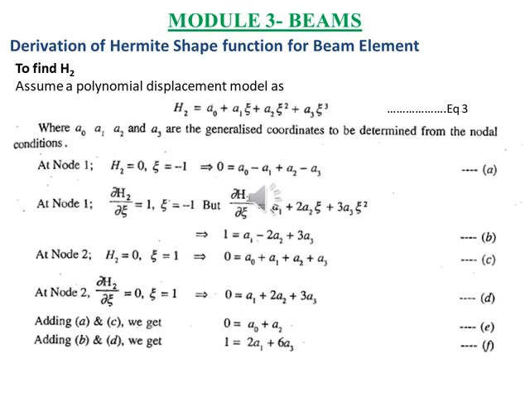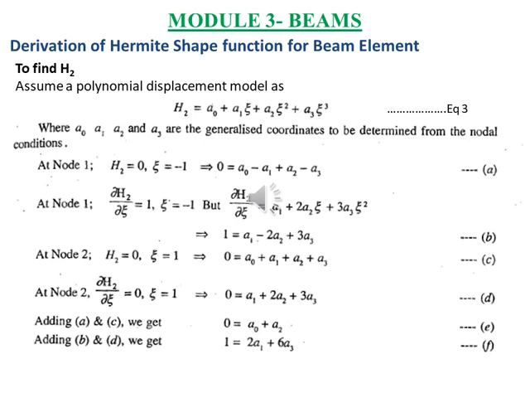Now similar to how we have found h1, the next exercise will be to find the value of h2. So again let us assume a polynomial displacement model for h2, where h2 is equal to a0 plus a1 neta plus a2 neta square plus a3 neta cube. So a0, a1, a2 and a3 are the generalized coordinates that are required to be determined from the nodal coordinates.